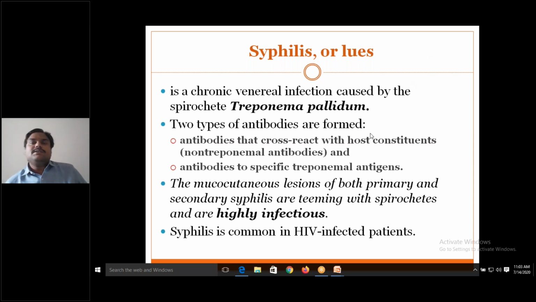Syphilis, simply otherwise called as lues, is a chronic infection caused by the spirochete Treponema pallidum. Here there are two types of antibodies. One is antibodies that cross-react with Treponema pallidum, and the other is antibodies specific to Treponema pallidum.